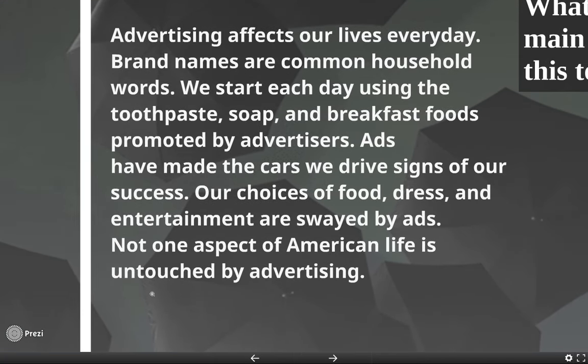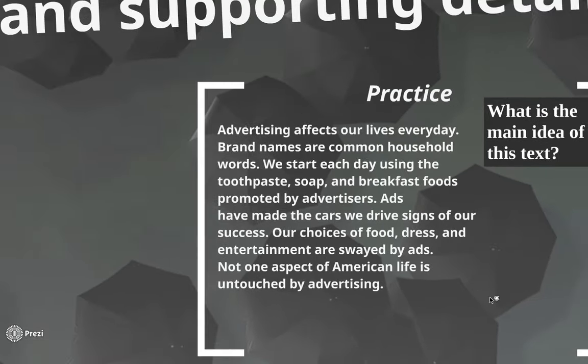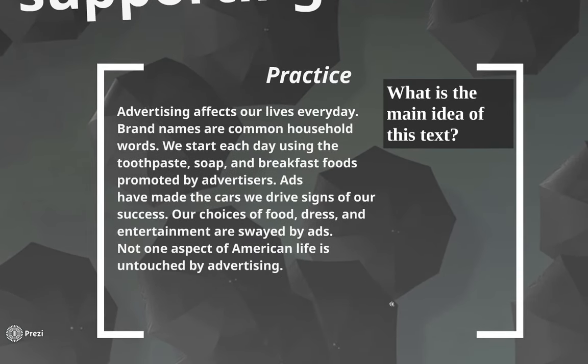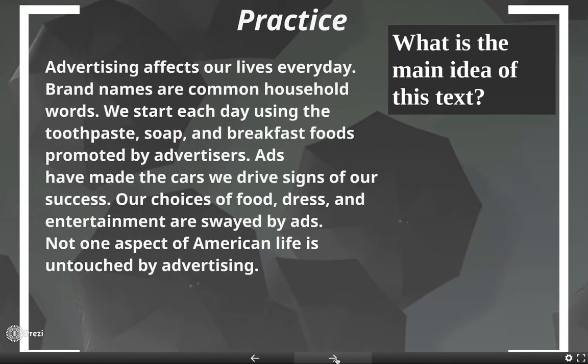No one aspect of American life is untouched by advertising. It is a very difficult thing to escape advertising, right? So from the word choices of swayed and untouched by advertising, as well as the repetition of the word advertising, we can identify that the main idea of this text here is that advertising permeates every aspect of our daily life, that we can't escape advertising, that we see it wherever we go. And that would be our main idea, that advertising impacts our daily life, that we cannot get away from it. All right, so let's move on to this next one.